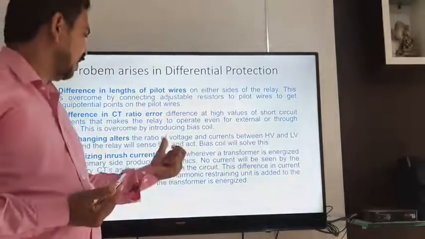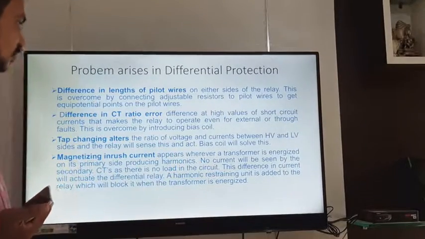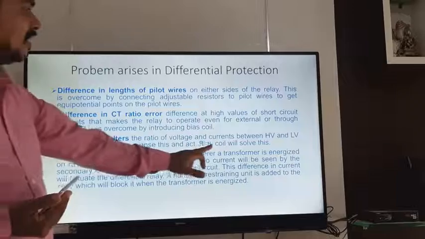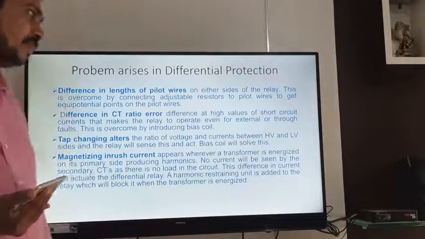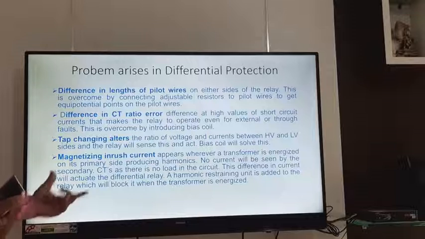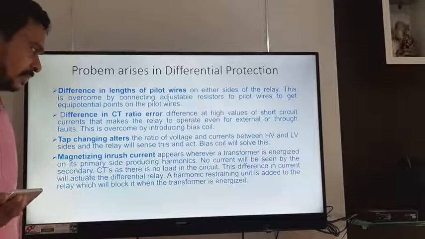So when the ratio becomes changed, at that time the relay will energize, and for that we have to use the restraining coil also. Okay, next is the magnetizing inrush current.